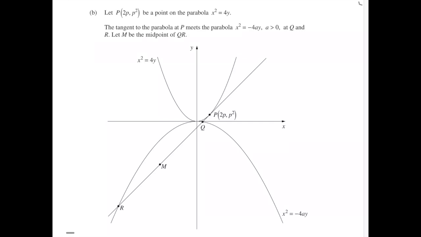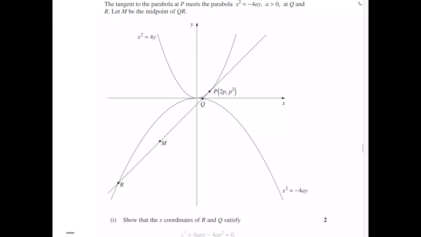Part B. Let p, 2p, p squared be a point on the parabola x squared equals 4y. The tangent to the parabola at p meets the parabola x squared equals minus 4ay, where a is greater than 0, at q and r. Let m be the midpoint of qr. And then we're given this diagram showing that information.